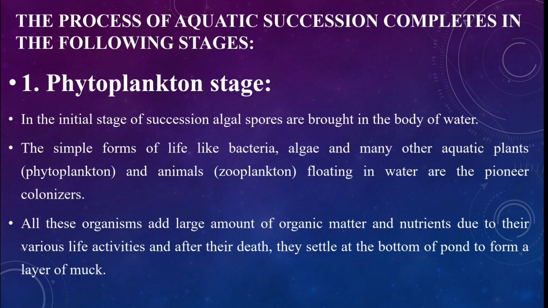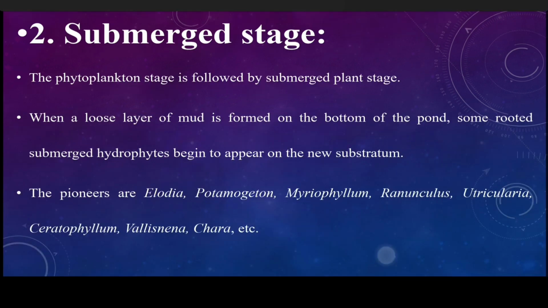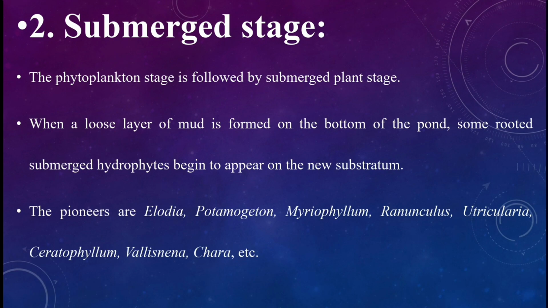All these organisms add a large amount of organic matter and nutrients due to their various life activities, and after their death they settle at the bottom of the pond to form a layer of muck. Okay, next is submerged stage. So the phytoplankton stage is followed by this submerged stage.